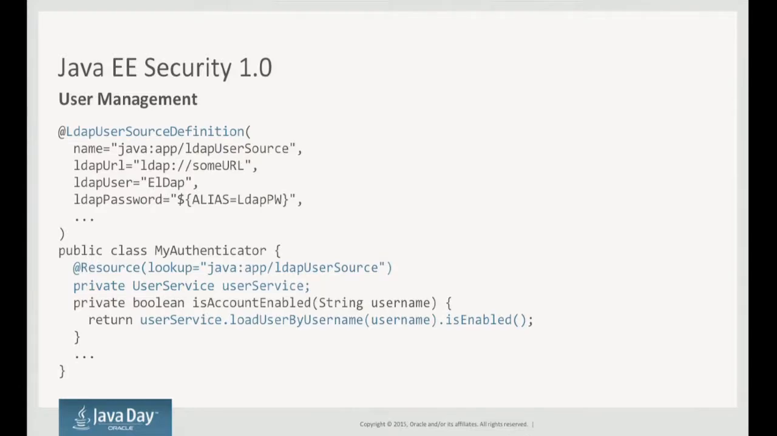So what we're going to do here in this authenticator class is to inject a resource, a reference to this resource. We're going to look up this repository and make it available as a user service. And then at runtime, we can access the user service, for example, to load the information for this particular user and see if the user is enabled for the task at hand.